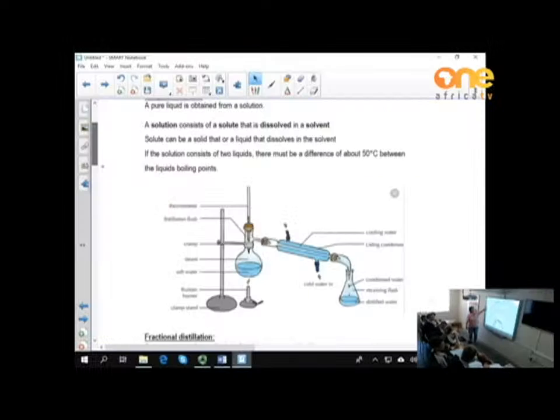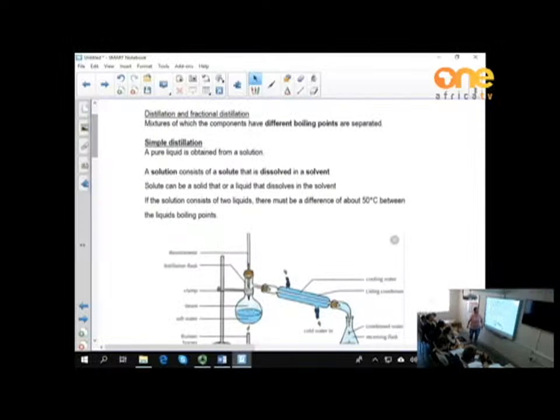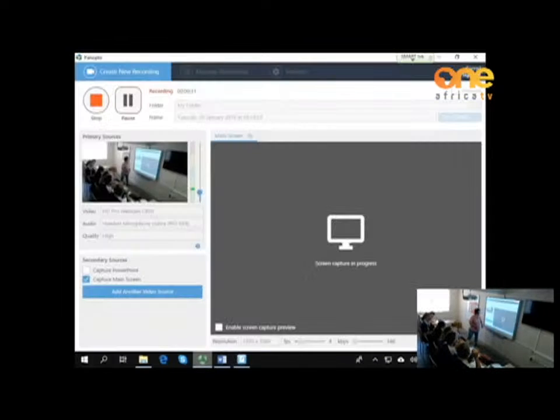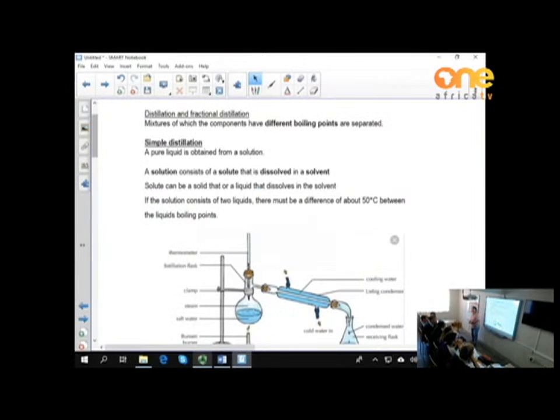We have to have a look at distillation and fractional distillation. We use distillation or fractional distillation to separate substances that have different boiling points.